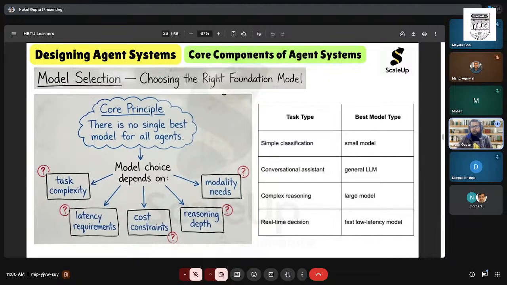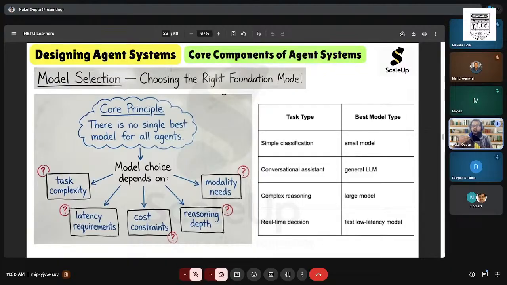So based on the type of the task, the best model type, if we want to discuss. For simple classification, we can use a small model. For classification, we can also use a machine learning model. We don't even need an LLM.